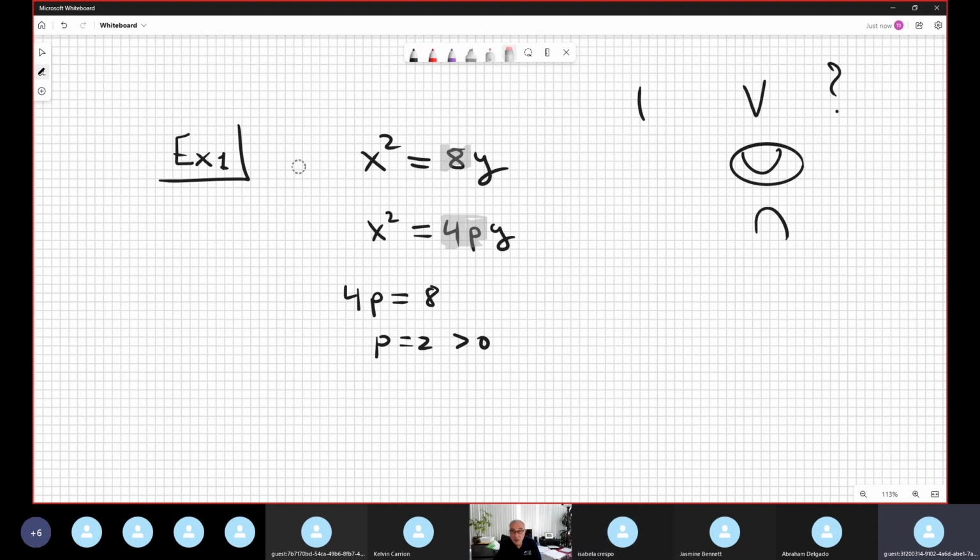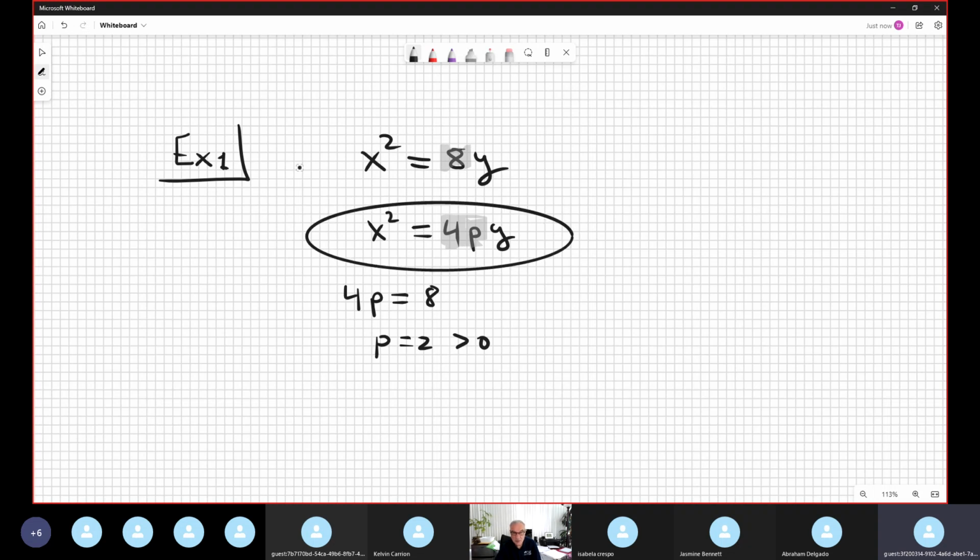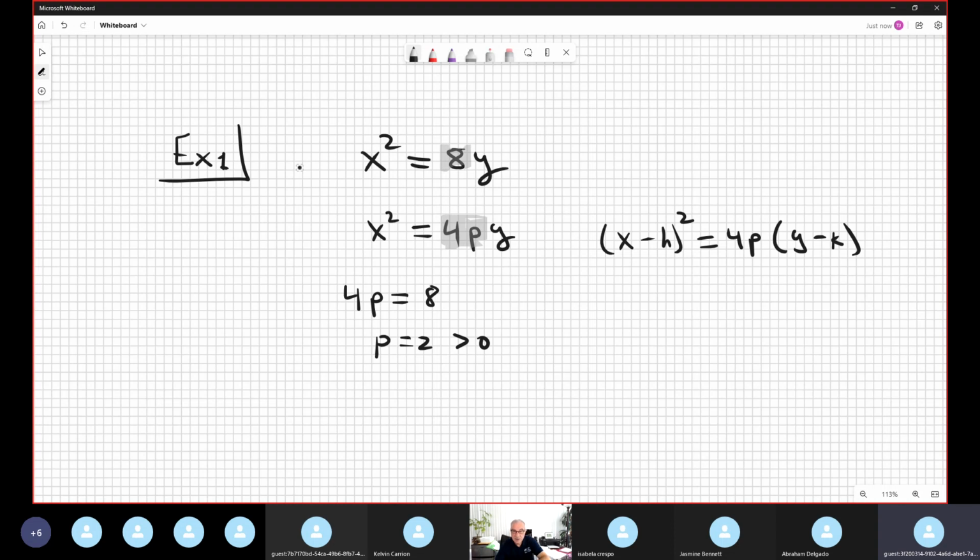Let's do at least one example by hand, easy, not complicated. Okay, I forgot to say something important. You keep in mind this equation, but you keep in mind another equation. Suppose when you have a translation, we have (x minus h) squared equal 4p(y minus k). This is the case in which the vertex, it's important to understand, in the parabola we have no center. Center, no. Vertex. In the ellipse, yes, we have a center. In the circle we have a center, but in the parabola no center, it's the vertex.